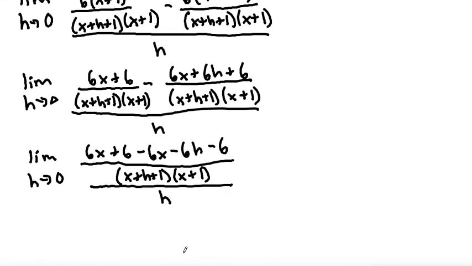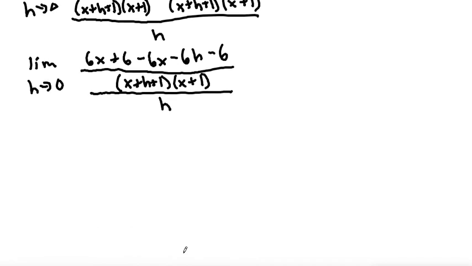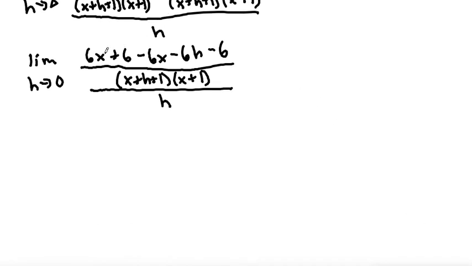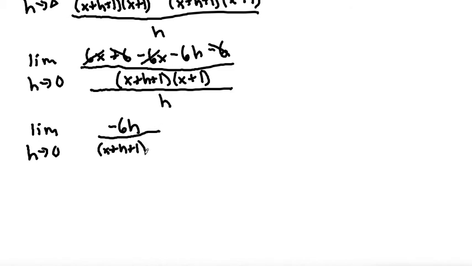Okay. From here we can combine some like terms. We have a 6x and a minus 6x, so those two can cancel. We have a plus 6 and a minus 6, so those two can cancel. And that leaves us with the limit as h approaches 0 of, the only thing that's left on the numerator is negative 6h, and then the common denominator stays the same. x plus 1 all over h.